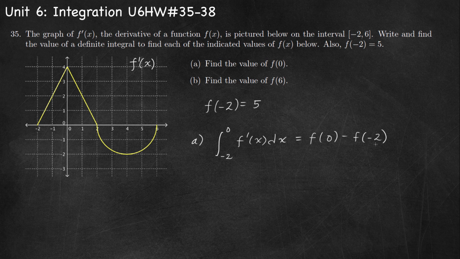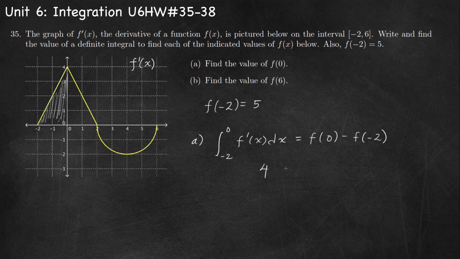And we know f of -2. We're looking for f of 0. On the left-hand side, we can find the value of this integral because integrating f prime is equivalent to finding the area under the curve of f prime. So we just need to find the area under the graph of f prime, which we have, on the interval from -2 to 0. So this area right here, from -2 to 0. Well, that's half of a 2x4 rectangle. So the area of the rectangle would be 8, and half of that would be 4.